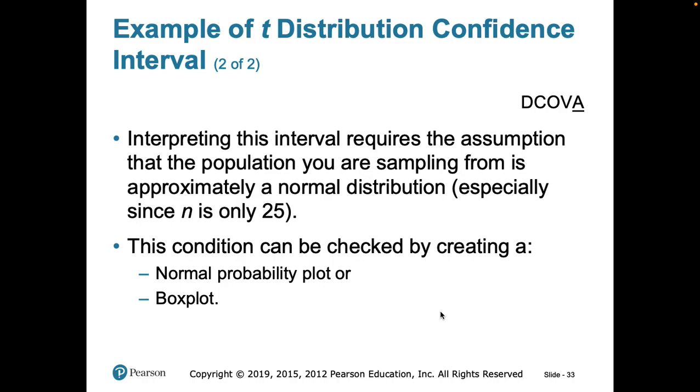So interpreting this interval requires the assumption that the population you are sampling from is approximately normally distributed, especially in this case, right, since your sample size is only 25. So you have to assume that it's normally distributed. If not, you will have to get a larger size. This condition can be checked by creating a normal probability plot or a box plot.